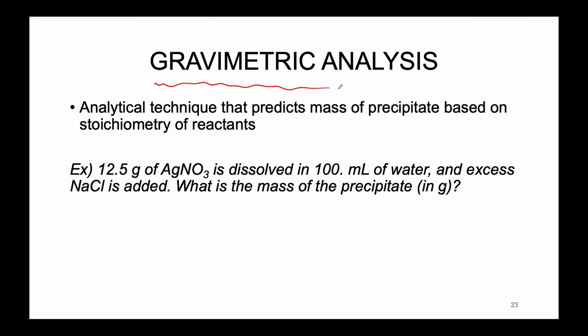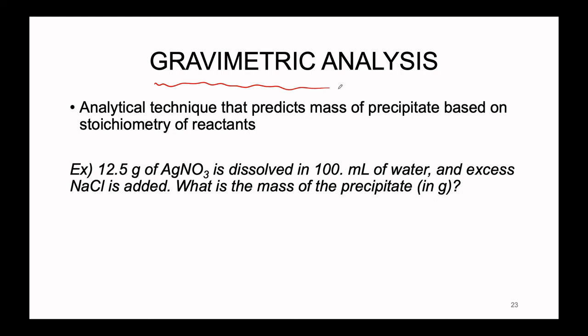Gravimetric analysis, because as you let gravity work its course, your precipitate will slowly settle to the bottom of your beaker or test tube or flask, whatever it is you're working with. Once your solid has settled to the bottom, you can siphon off your liquid and get a mass measurement for how much precipitate is actually left or was created through your chemical reaction. So gravimetric analysis, by technical definition, is the analytical technique that predicts the mass of precipitate created based off of the stoichiometry of your reactants.